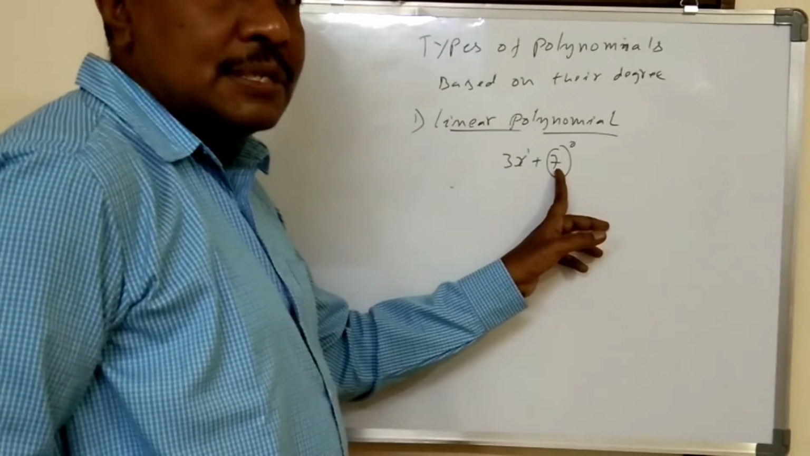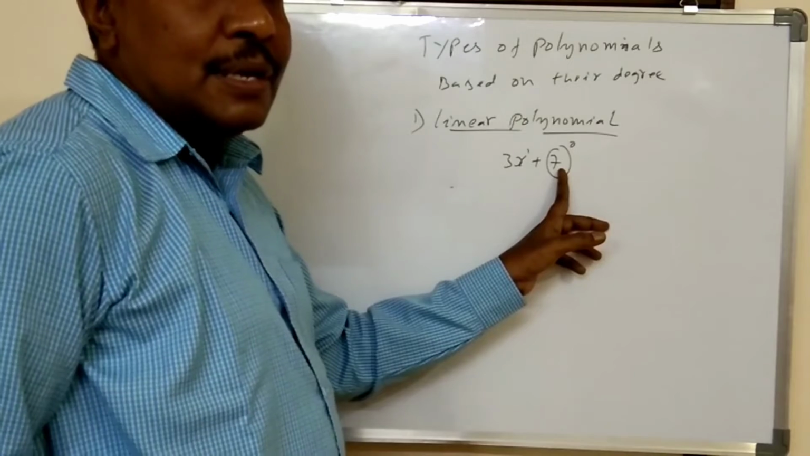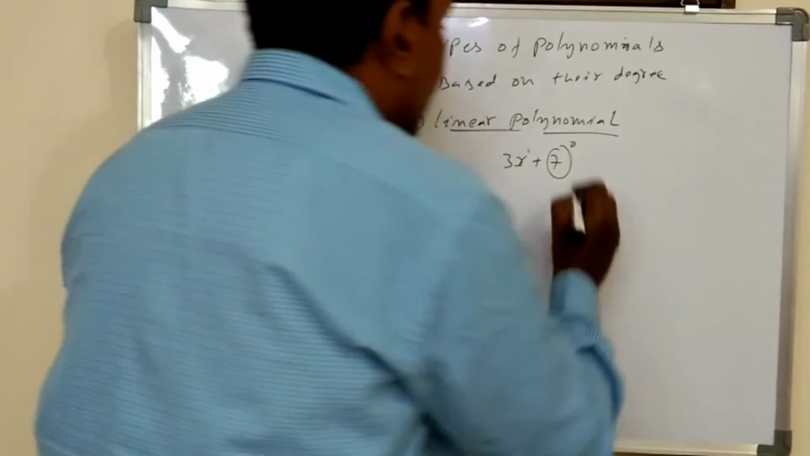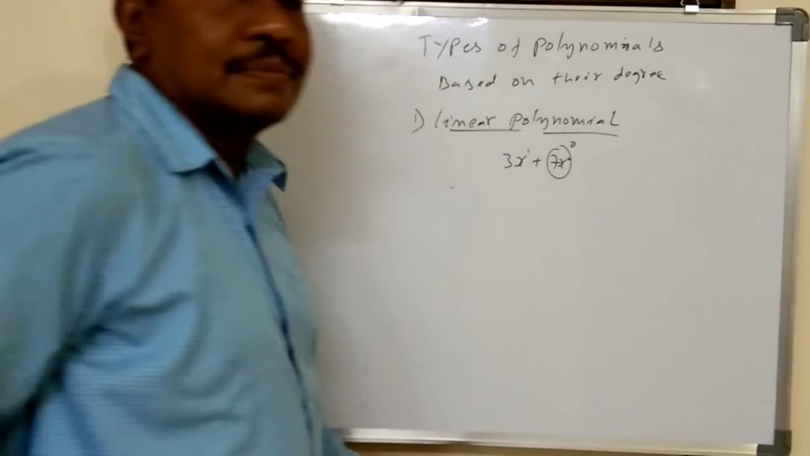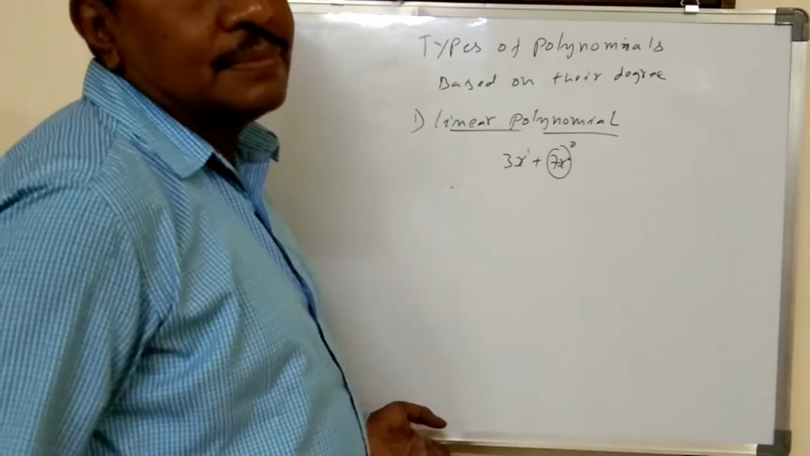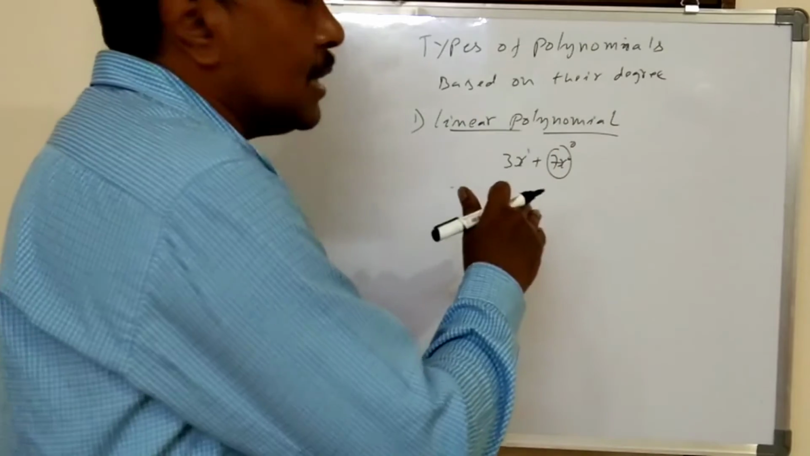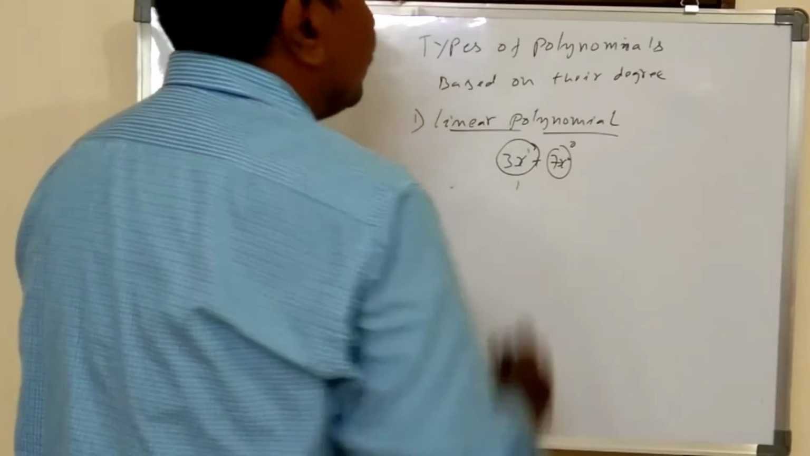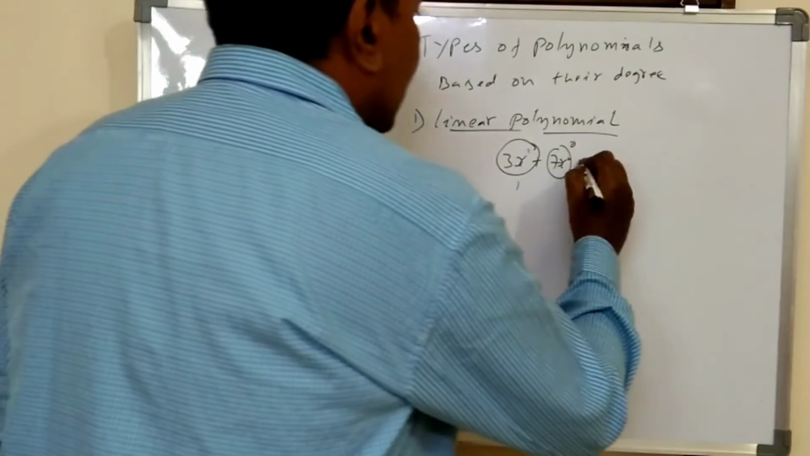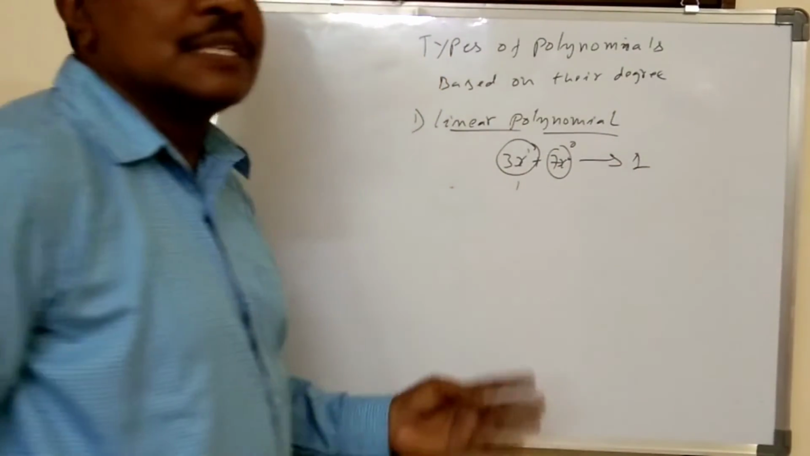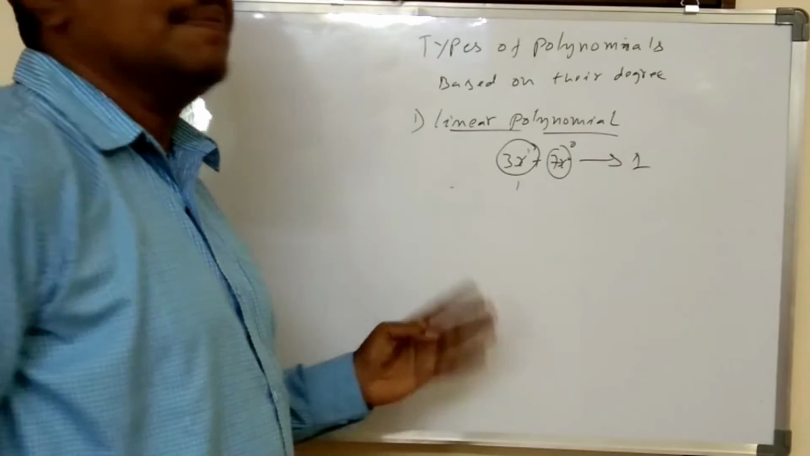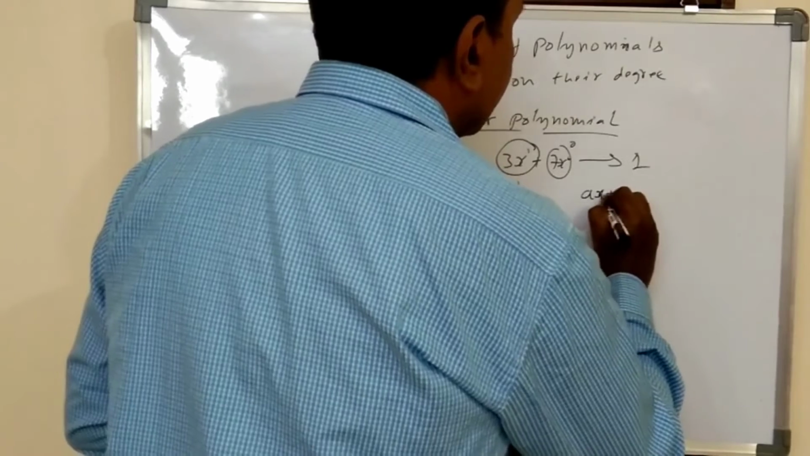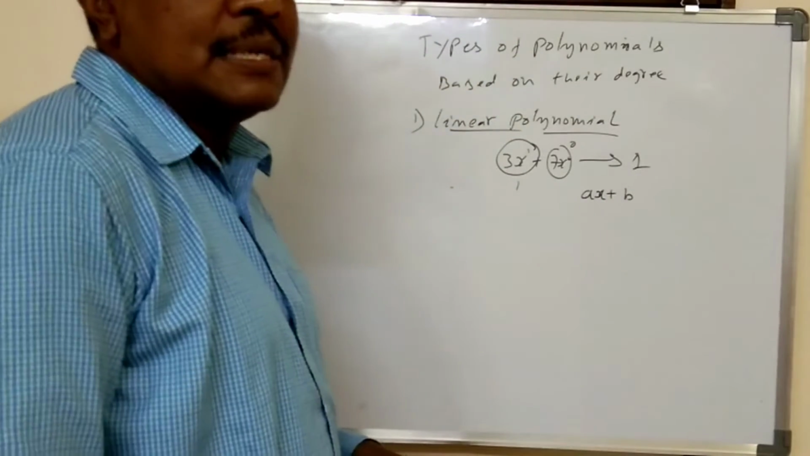The constant does not contain any variable. So what is the degree of the variable of the term? We have to take it as 0. So we can write it as x power 0, and x power 0 is equal to 1. That's why for the constant term, the degree is 0. What is the degree of this term? 1. So the degree of this polynomial is 1. Such types of polynomials can be called linear polynomials. The general form of the linear polynomial is ax plus b.